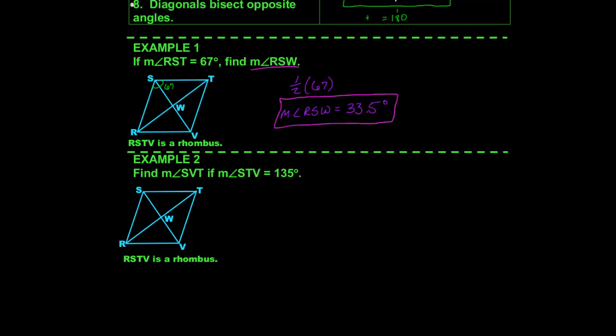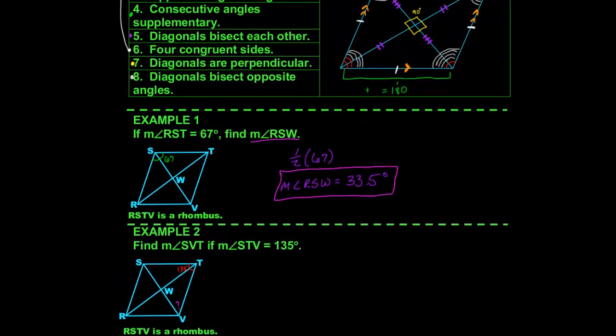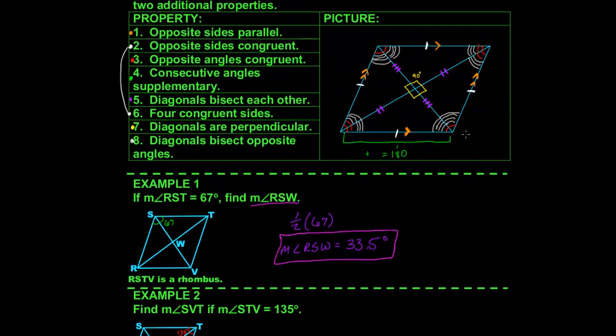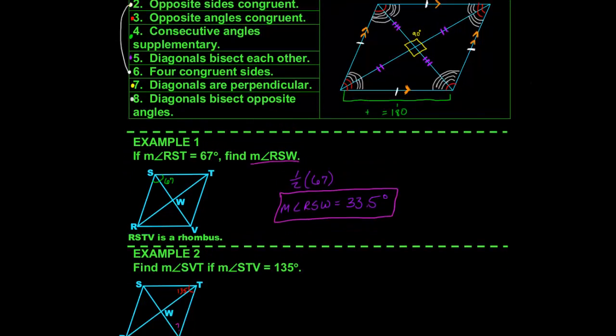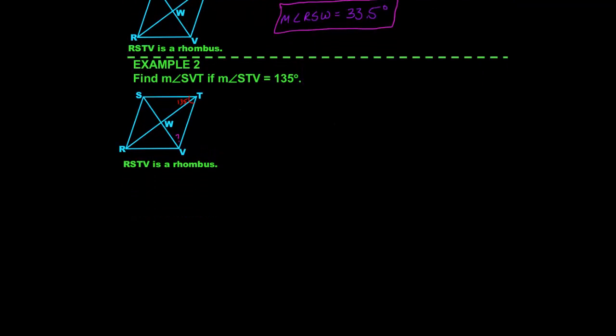Alright. Find the measure of SVT. So it wants us to find this, if STV, this whole thing over here, is 135. Going back to our properties, what do we have right here? Our green one. Number 4, consecutive angles are supplementary. Do we have consecutive angles?